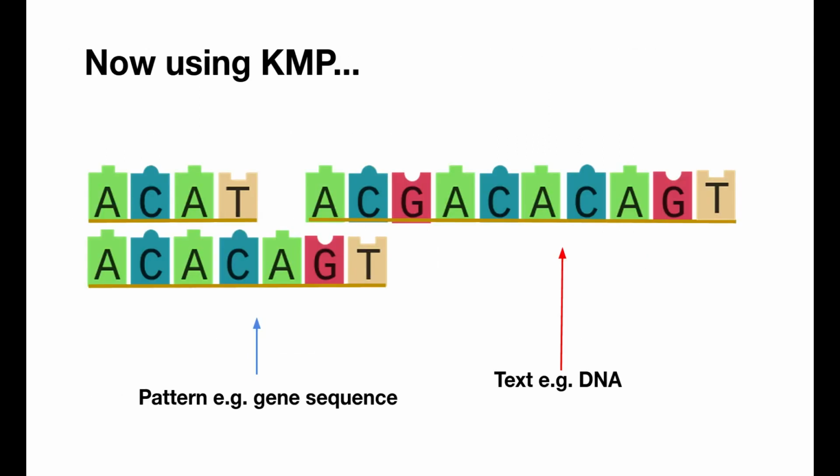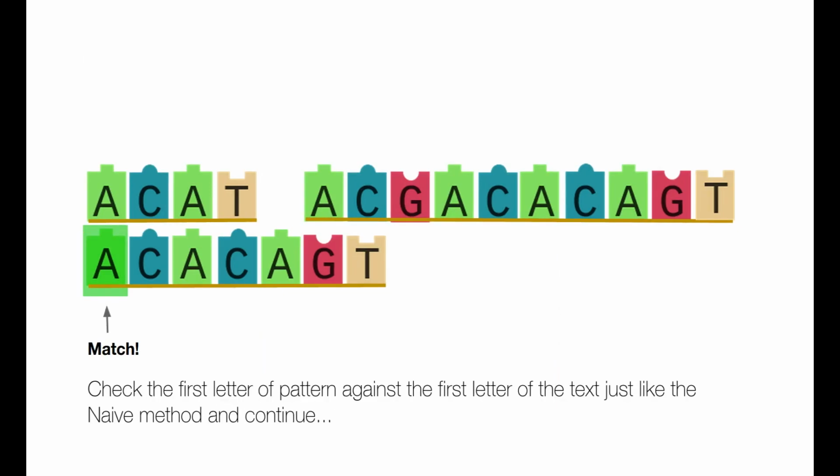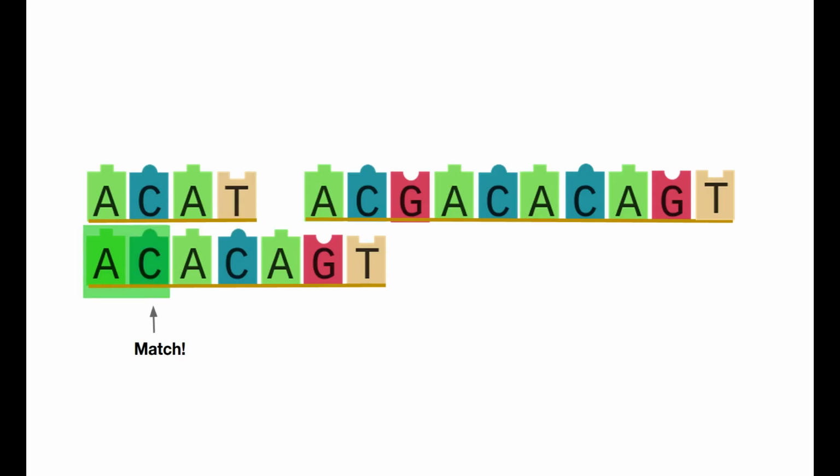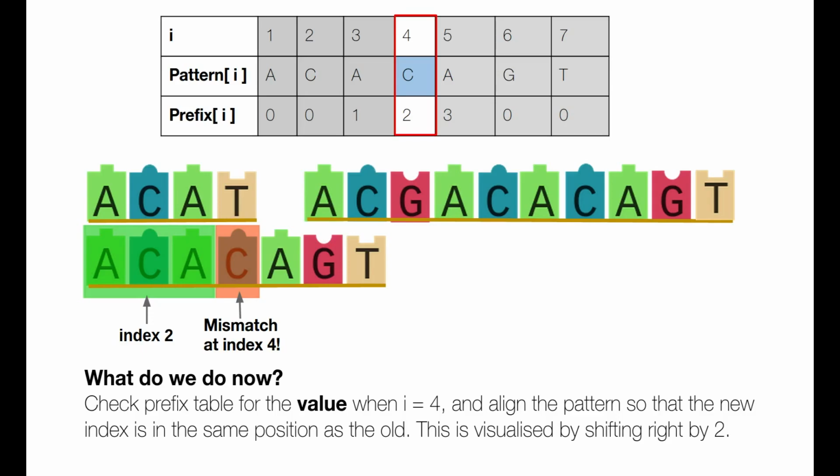This is our example pattern and text. We start by comparing the first character of the pattern to the first of the text. We find that it matches and continue to compare the second character of the pattern to the second of the text. We also find that these characters match, as do the third characters. But the fourth character mismatches. So we now look up the value in the prefix table at that point. We find the value 2.